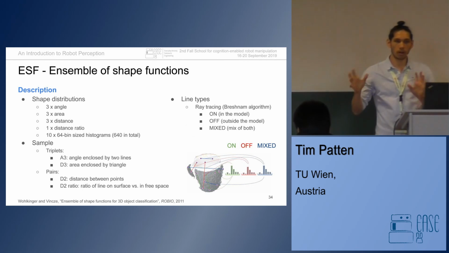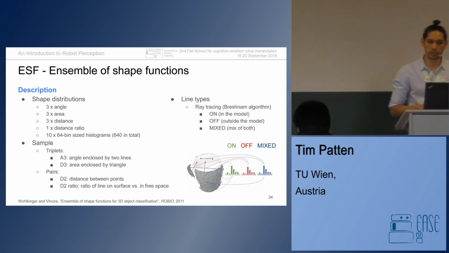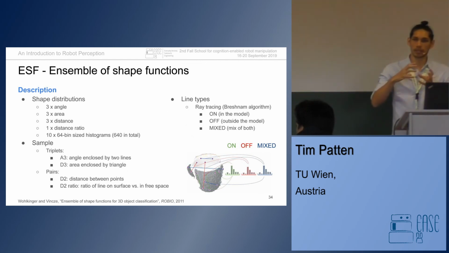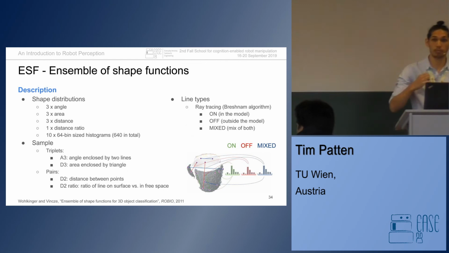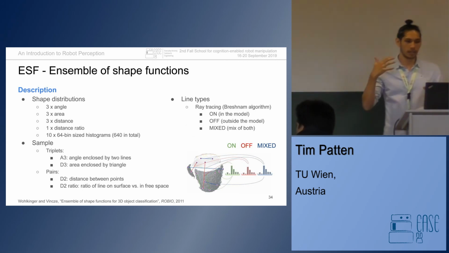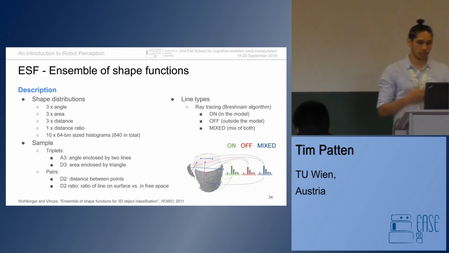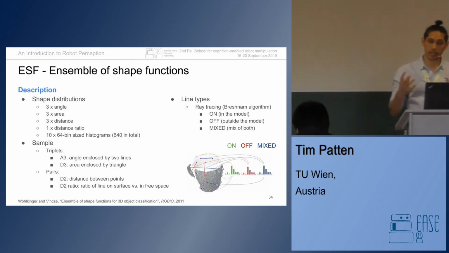Now for each of these measures, let's say the angle, areas, and distances, they are also further categorized into this on-off-mixed type, which, like the distance ratio, measures how much of these lines are on the object, how much are off, and how much is sort of mixed. So this gives 3 categories for each area, angle, and distance. Together there are 10 types of measures here, and this is all pulled together into a really giant histogram of 640 elements.